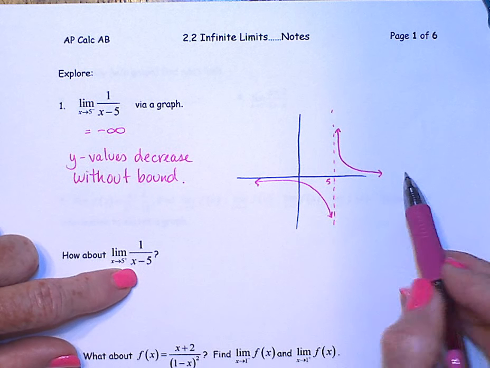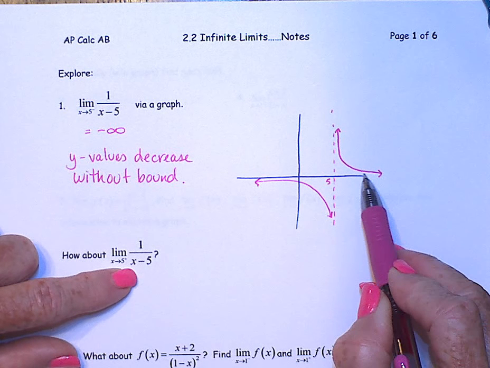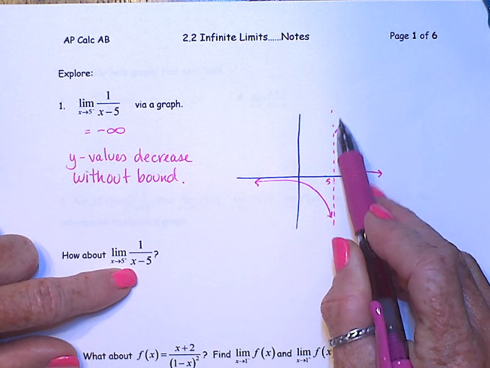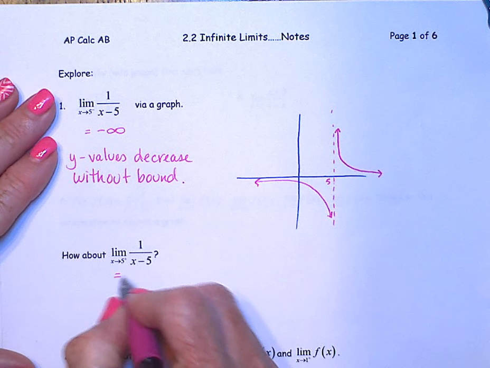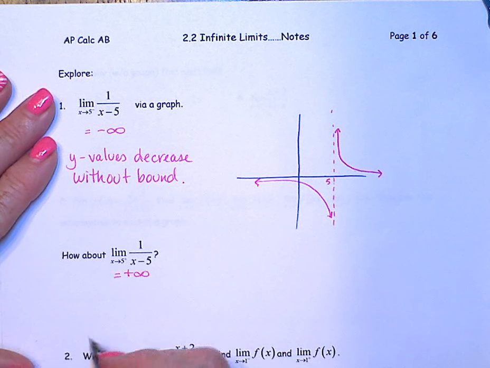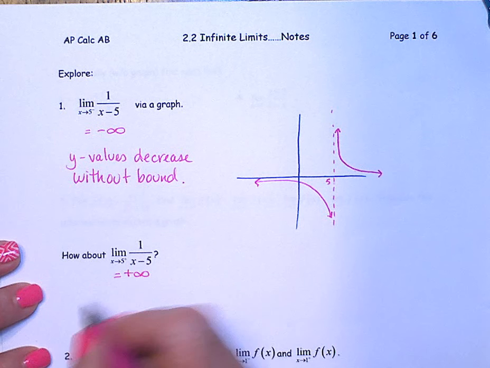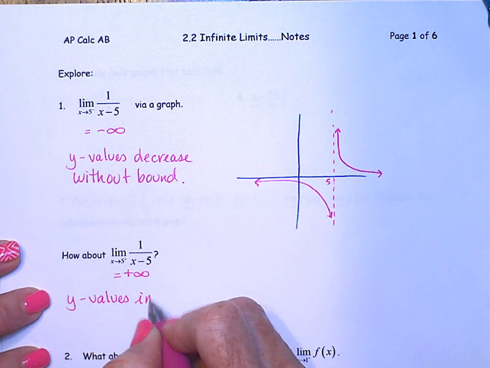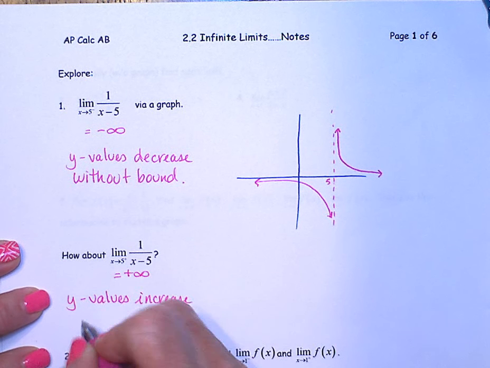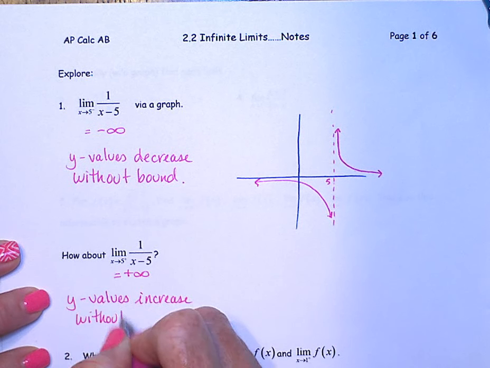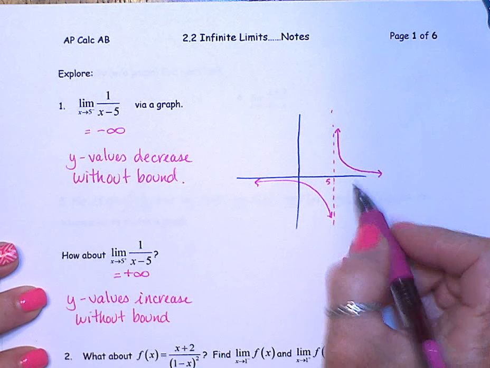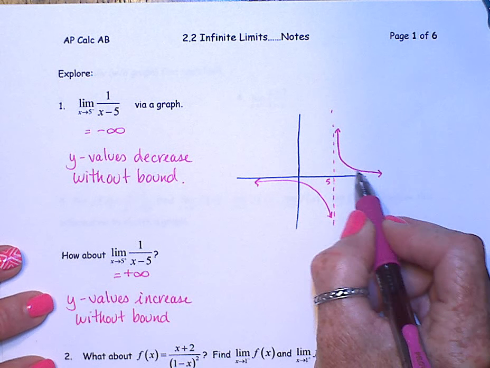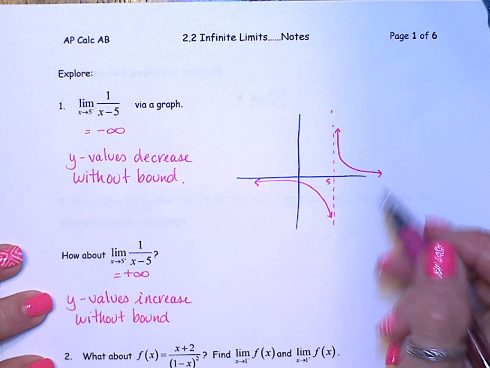How about the limit as x approaches 5 from the right of this function, 1 over x minus 5? So again, coming at 5 from the right-hand side, this time these y values get larger and larger and larger. So this limit is positive infinity. And this means that the y values increase without bound. Again, this is saying as x approaches 5 from the right-hand side, the y values get larger and larger in a positive direction.